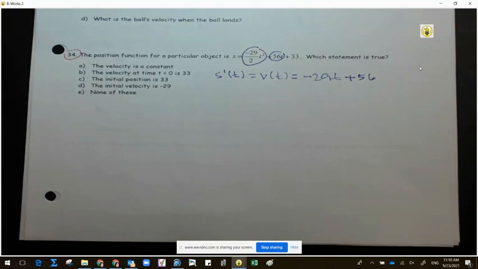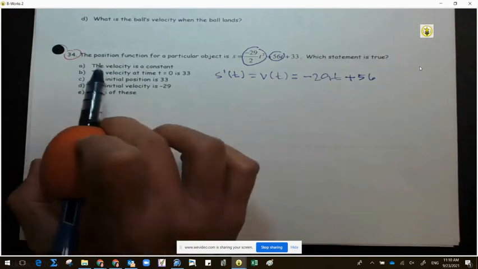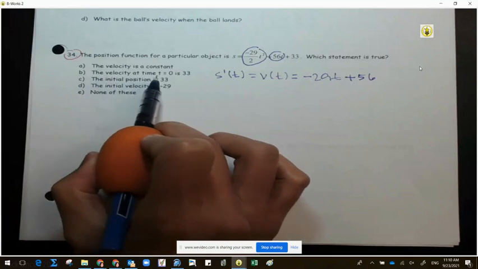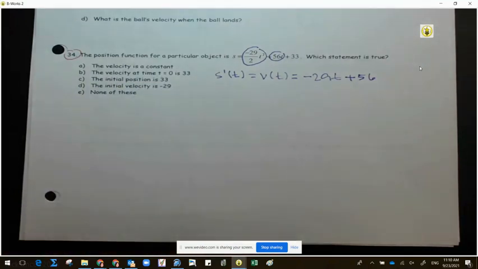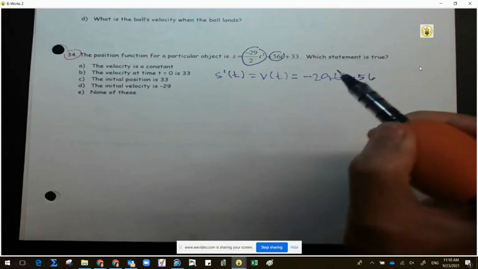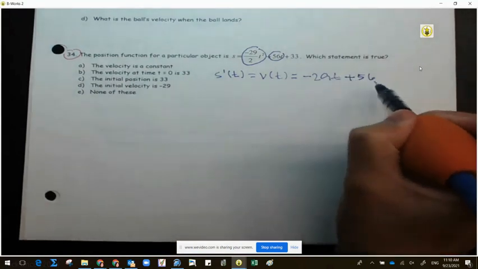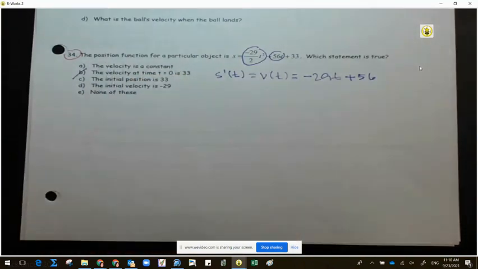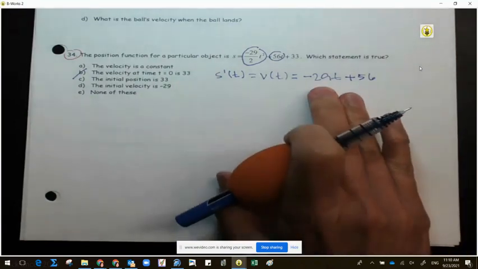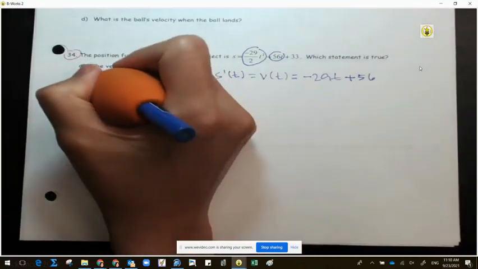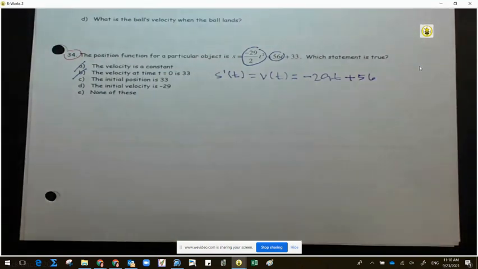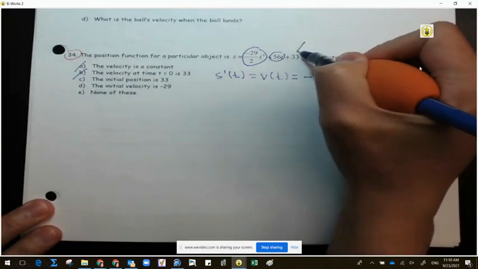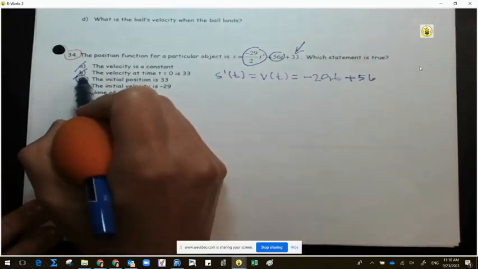So just by the velocity, I want to look at the second one. The velocity at time t is equal to 0, I mean, at t equal to 0 is 33. If I plug in 0, don't I get 56? All right. Part A says the velocity is constant. That means v is equal to just a number. Do I have v equal to just a number? No, I don't. So really, in the end, even without finding the derivative, we should know that the initial position, no matter what, is a y-intercept of what? 33.